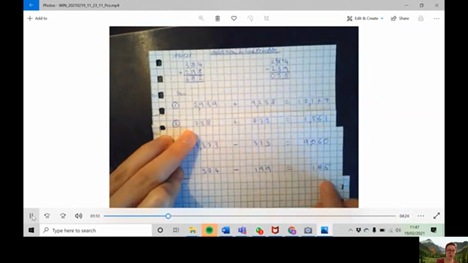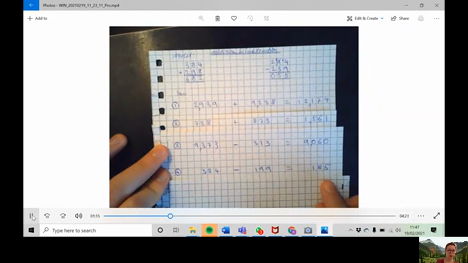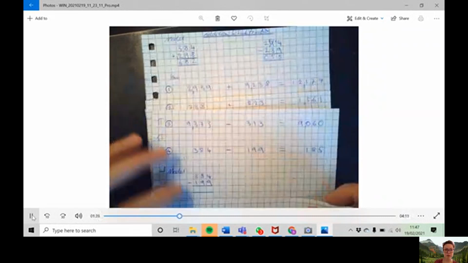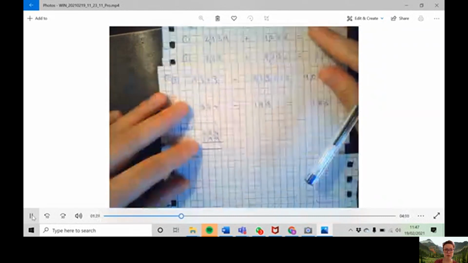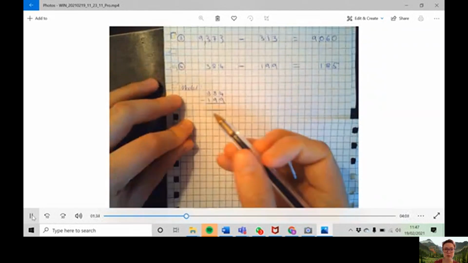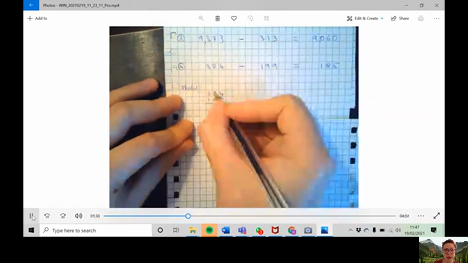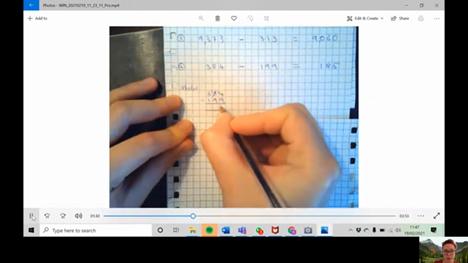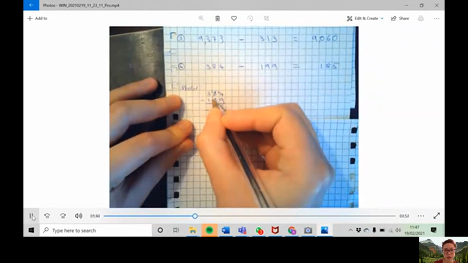We are together going to go through number 4, and I'm going to model it for you down here. So remember here we have the same issue. We can't do 4 minus 9, so we have to regroup by going into the tens column. So the 8 becomes a 7, and we can add the 1 there to make 14. 14 minus 9 gives us 5.